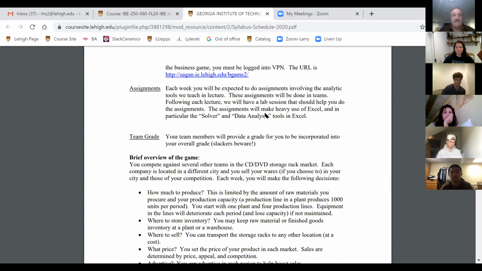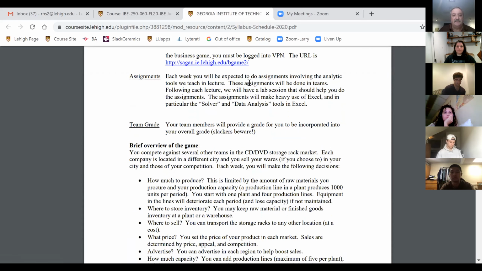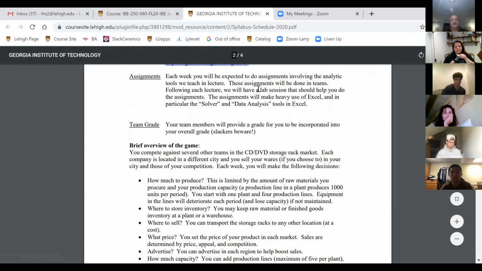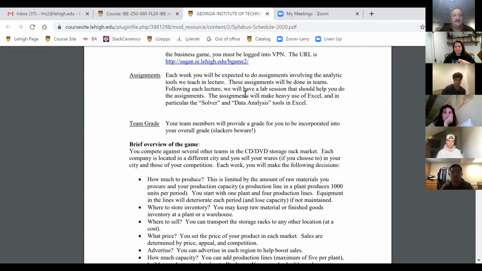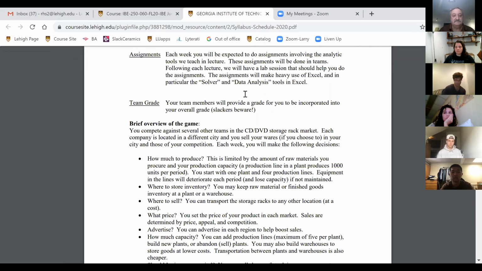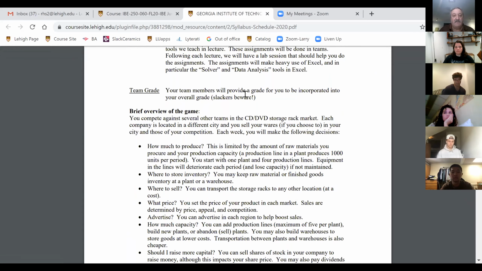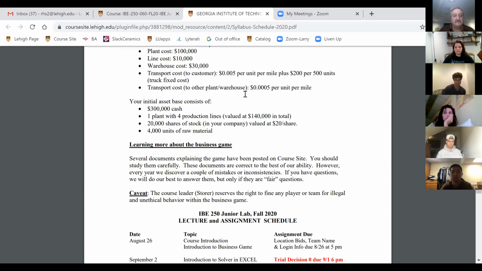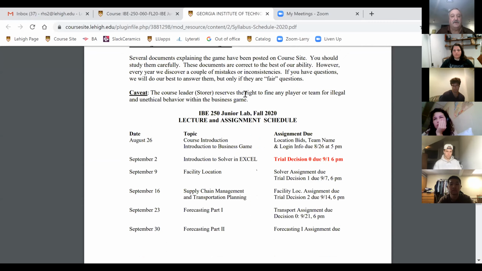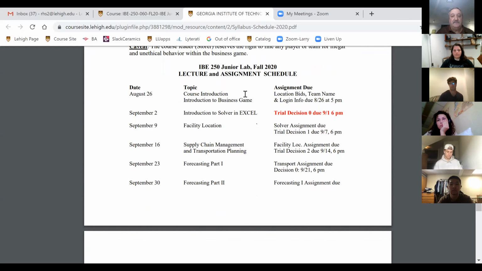Okay. So the assignment's going to use analytic tools. We're going to do a lot of optimization and some statistics and data analysis. We're going to make heavy use of Excel and in particular Solver. This talks about the game. But we're going to talk a lot about the game as soon as I'm done going through the syllabus.